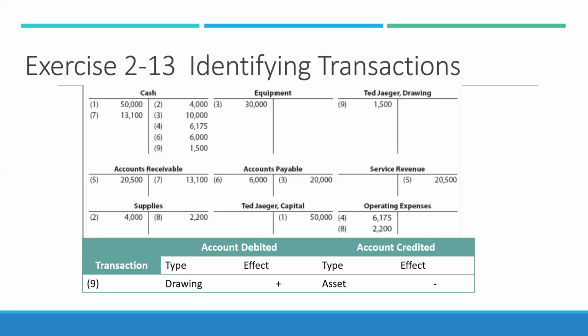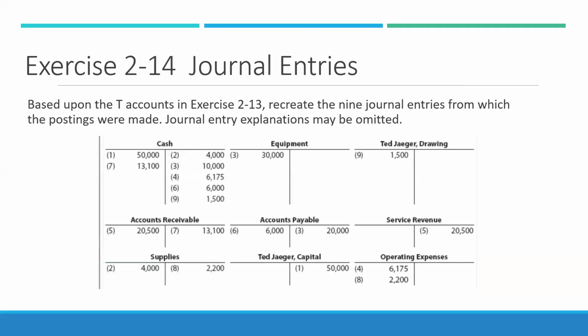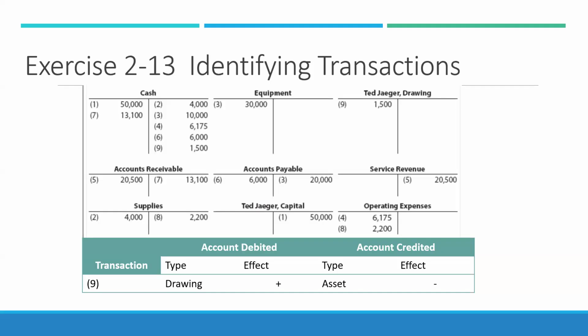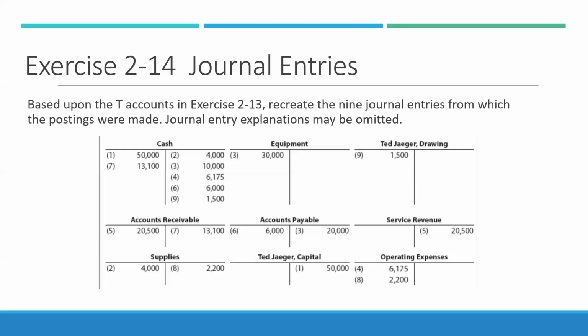Drawing. In number 9, cash went down 1,500 and Ted Jaeger drawing went up 1,500. He took some money out. Guys, it's wise in business to make a living. Okay? So we basically just did this in 13. What we did is we looked at these and we created journal entries basically, right?